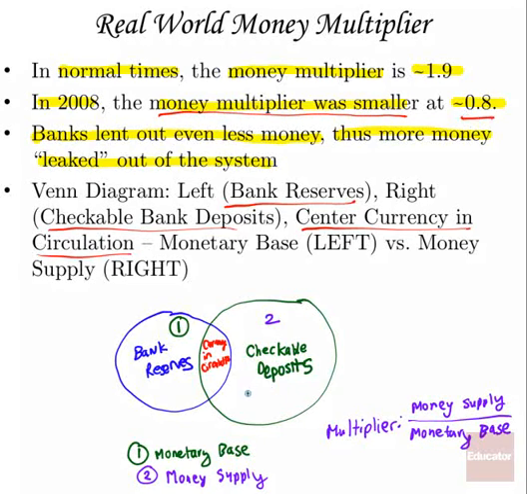So there's less money supply, so there's less currency in circulation and checkable deposits. There's less checkable deposits than there were in bank reserves. So banks were just holding on to their money. And again, this may have prevented some inflation, but it really hurt businesses when there's not a lot of loans being lent out. There's not a lot of things going on in the economy.